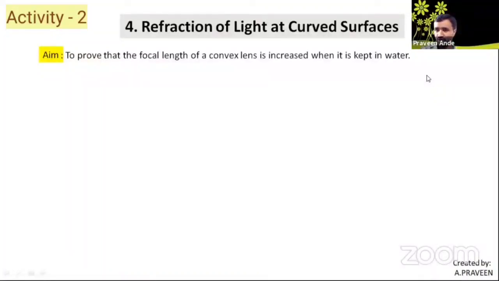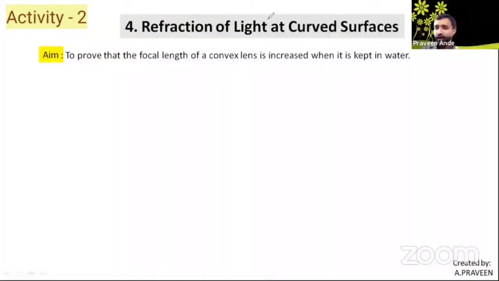According to your 9th class knowledge, comparing water to the air, who is having the greater refractive index? That means which is the rarer medium and which is the denser medium. Air refractive index is 1.0003 and water refractive index is 1.33. Who has the greater refractive index? It is water. So what happens to the focal length of the lens if you dip that into the water? That is our aim. Here the focal length is going to increase, decrease, or remain the same. That we have to decide.